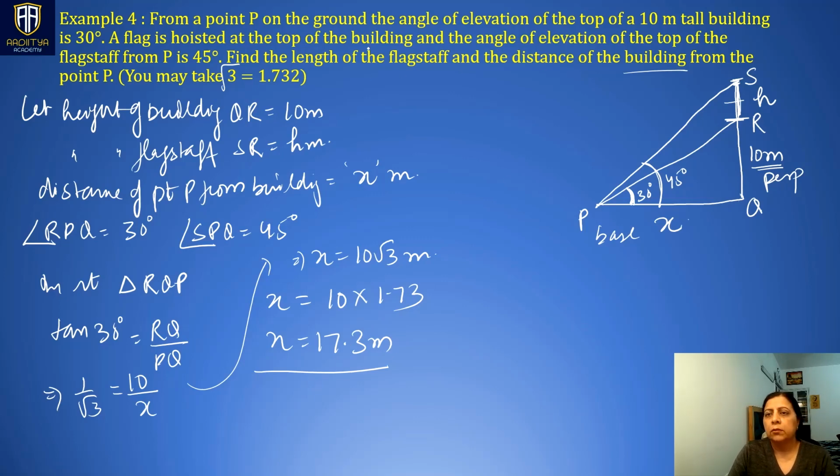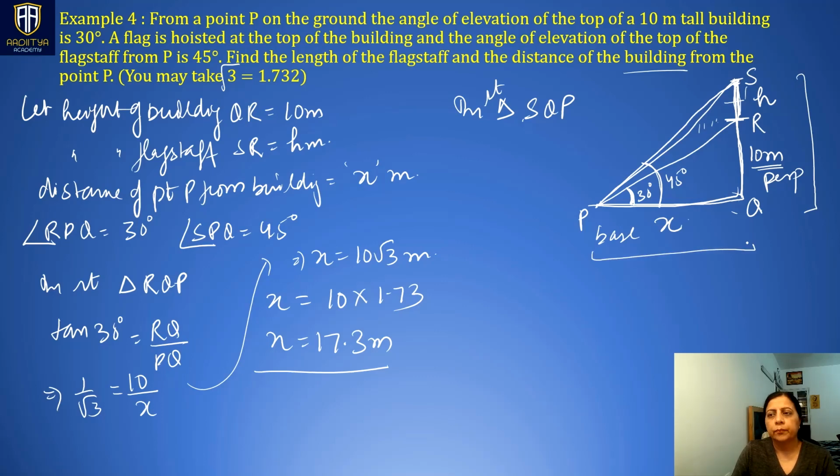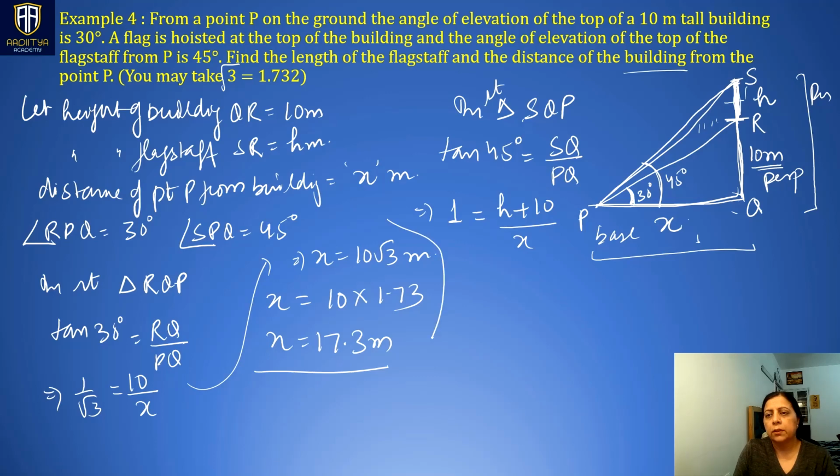Now we have to find the length of the flagstaff, H. For that, you cannot use this smaller triangle. This has to be the full triangle. In triangle SQP, in right triangle SQP, what is the relationship? This is partially known to us and this is now fully known to us, right? So this is the whole perpendicular, this is the base. So again we have to use tan 45. Tan 45 is SQ upon PQ. Tan 45 is 1. 1 is equal to SQ upon PQ. What is SQ now? This is H plus 10. This part is H. The lower part is 10. PQ is x. Right? So here, by cross multiplication, we can write x is equal to H plus 10.